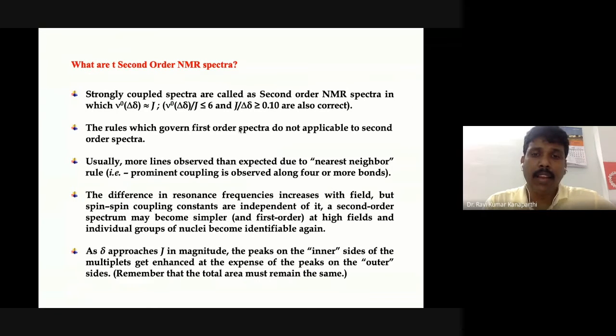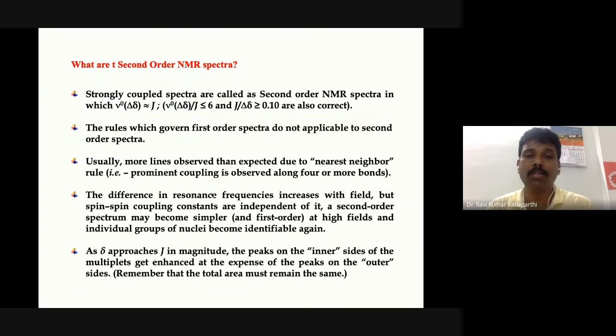And normally, in the case of second order spectrum, we encounter more peaks as compared to a simple first order spectrum. This is because the coupling constant is very small, or it is on par with the separation. Then naturally we see additional peaks.